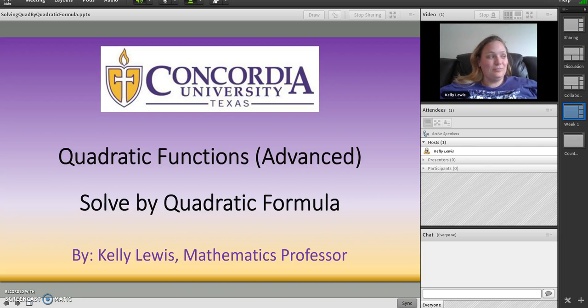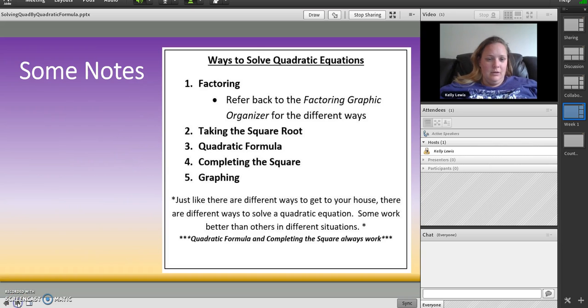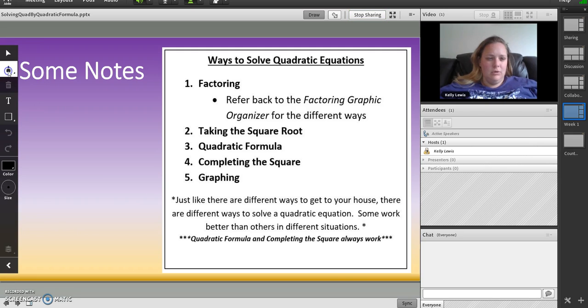Hey guys, so now we're going to learn about the quadratic formula and solving quadratic equations. All right, okay, so we've done factoring, we did taking square roots, and now we're going to do the quadratic formula.